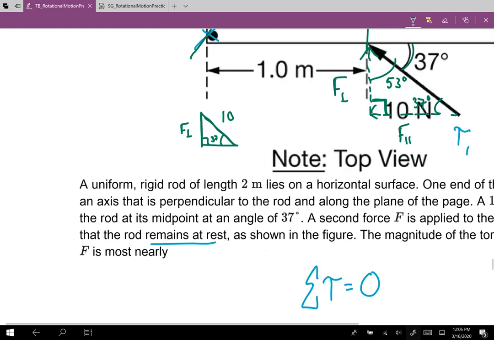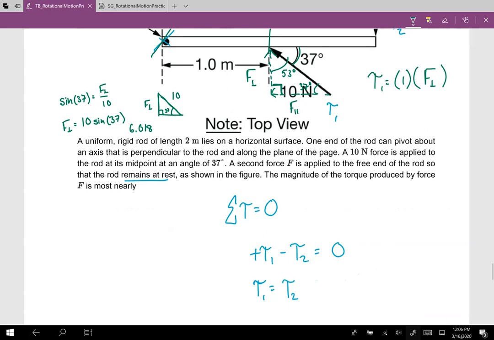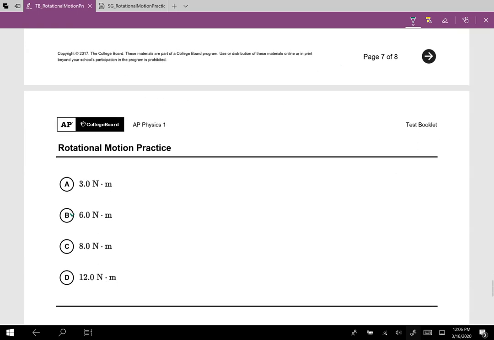We know that sine is equal to opposite over hypotenuse. So sine of 37 equals F perpendicular over 10. So F perpendicular is equal to 10 sine of 37, which equals 6.018. So that's our perpendicular force. Torque 1 is equal to 1 times 6.018. And we know that torque 1 equals torque 2. So our answer is just 6.018, which is pretty close to 6.